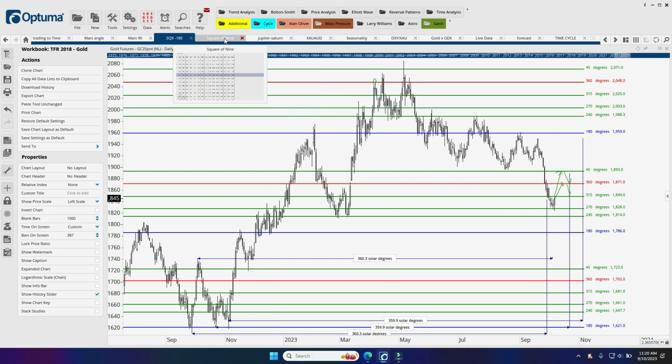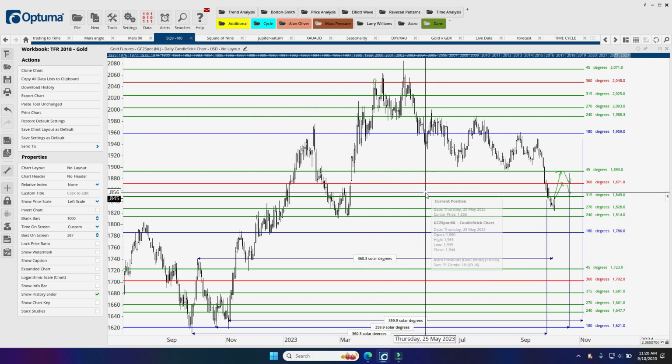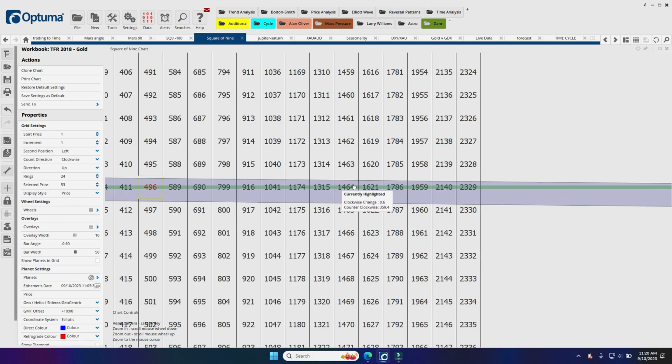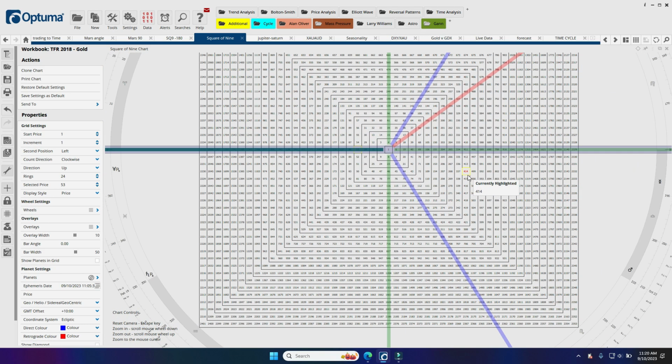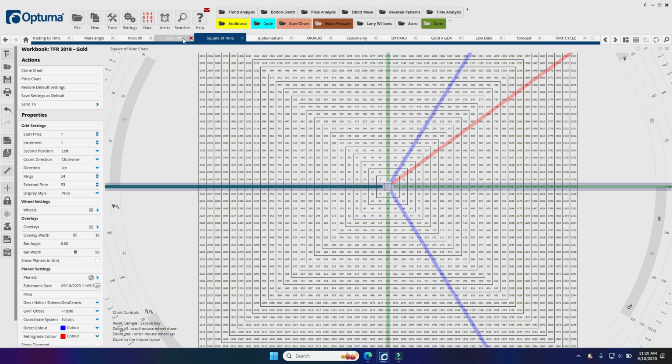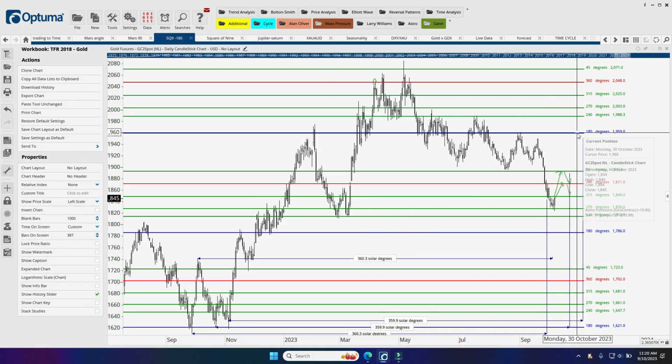If you're doing intraday trading, you need to have intraday methods, but definitely for the longer term methods, you'll be using the static square of 9, and you'll be grabbing these levels off the square of 9 and basically putting them on your chart. It's probably the easiest way I can explain it to you, and just showing you examples right here.